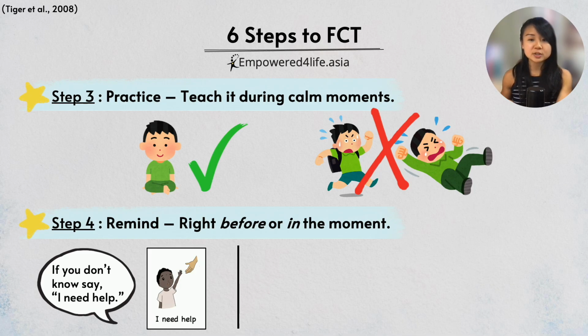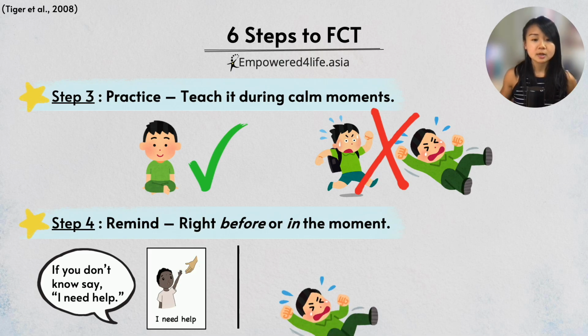So you have the visual in front of your child. Put it on the table where your child can easily access to when he needs it. At least, if he's unable to say it, he can give you the card.